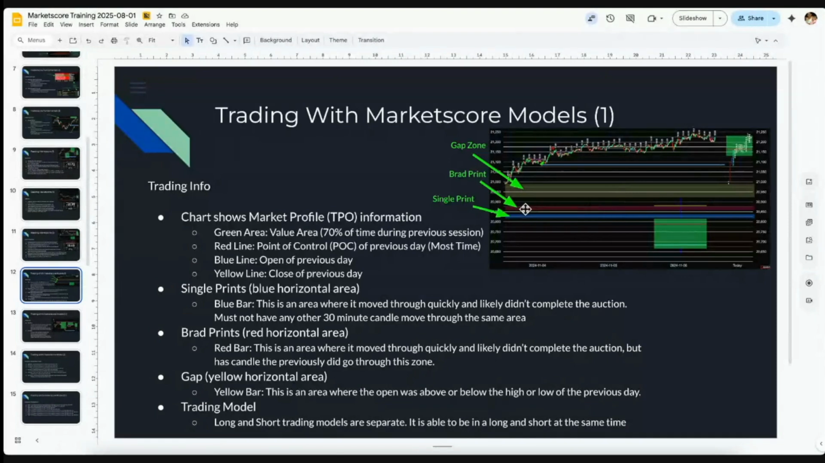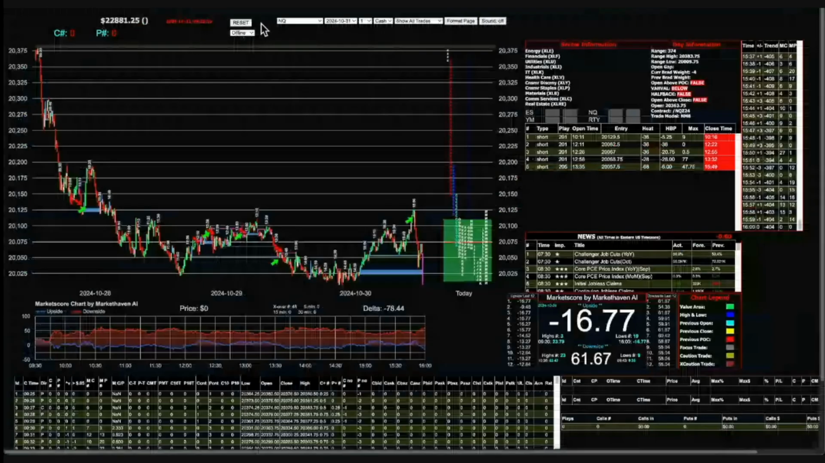There is a thing called Brad prints. Now, Brad prints are a little bit different, or single print. Well, first we'll start with single prints. Single prints have to do with what's called a TPO chart. If you look at, we'll do this with a trend day because that'll be easier. On a trend day, right between this B and this D, you can see that C has some space that doesn't get touched. That is called a single print. Now, the reason why single prints are helpful is it is often a magnet. It will often pull the price back toward it.